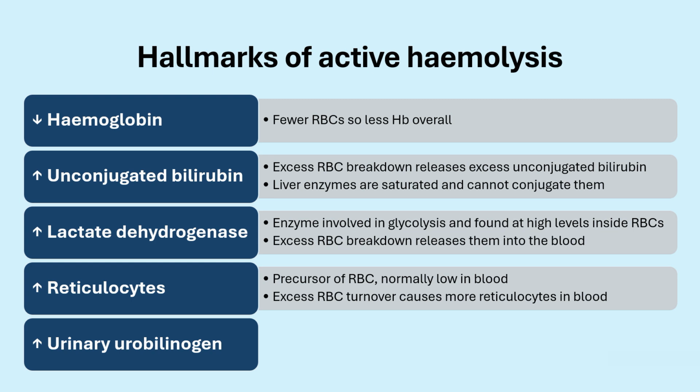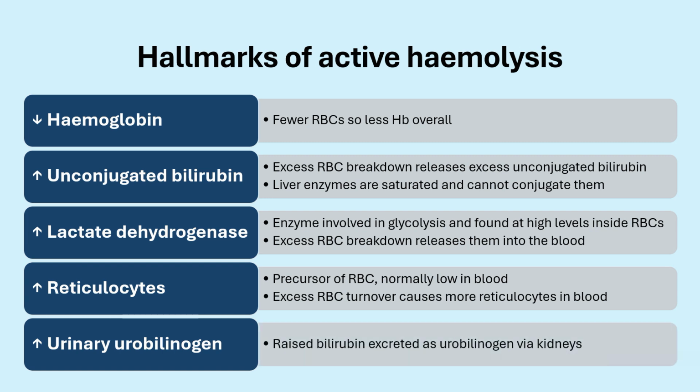Finally, increased urinary urobilinogen is another feature of active hemolysis. The raised bilirubin is excreted as urobilinogen via the kidneys, and therefore more bilirubin means more urobilinogen.